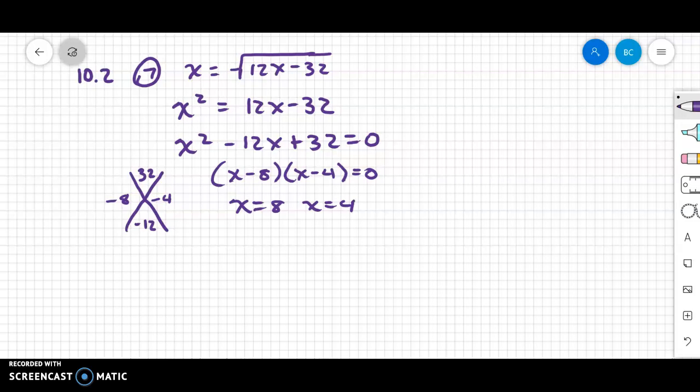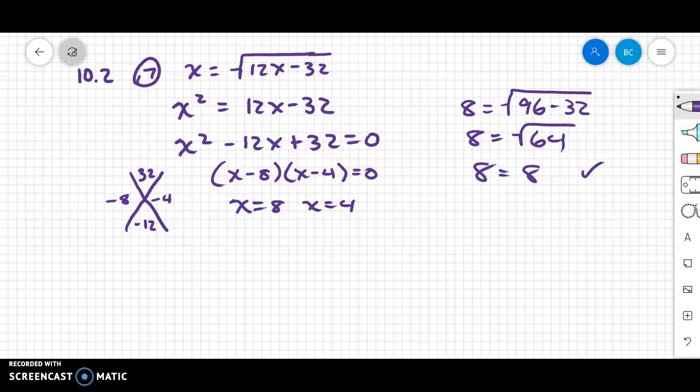Because of the possibility of extraneous solutions, I should also check my work. So I'm going to plug the 8 in for x in both places. 12 times 8 is 96. 96 minus 32 is 64. And the square root of 64 is 8. So that one's okay. On the next one, I've got 4 equals the square root of 48 minus 32. And 48 minus 32 is 16. So 4 does equal 4, and that one is okay.